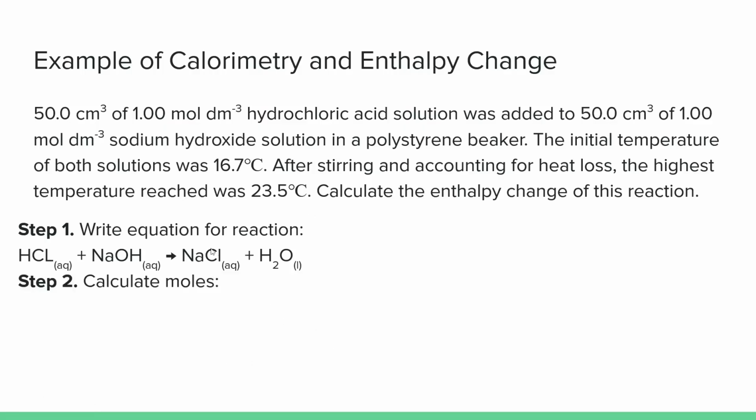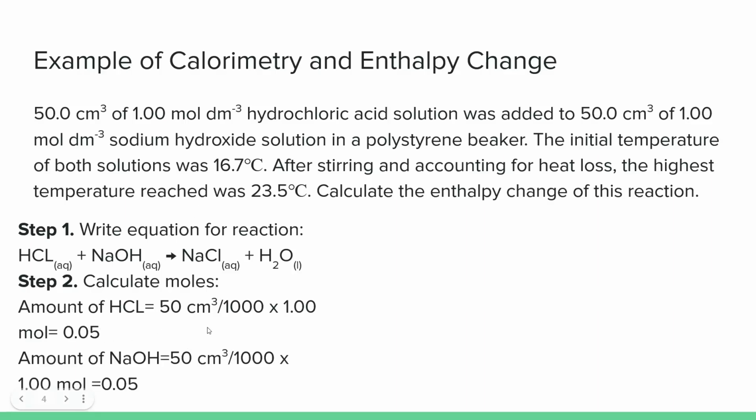Now, the second thing you want to do is calculate moles. So you have 50 centimeters cubed of hydrochloric acid, but its concentration is in decimeters cubed. So you want to divide that 50 centimeters cubed by 1,000, right? And you're going to multiply it by 1, because the concentration is 1 mole per cubic decimeter, and so you're going to have 0.05 moles of HCl. You're going to do the exact same thing with your sodium hydroxide to see that there's also 0.05 moles of that. Next thing you want to do in step 3 is calculate your heat.